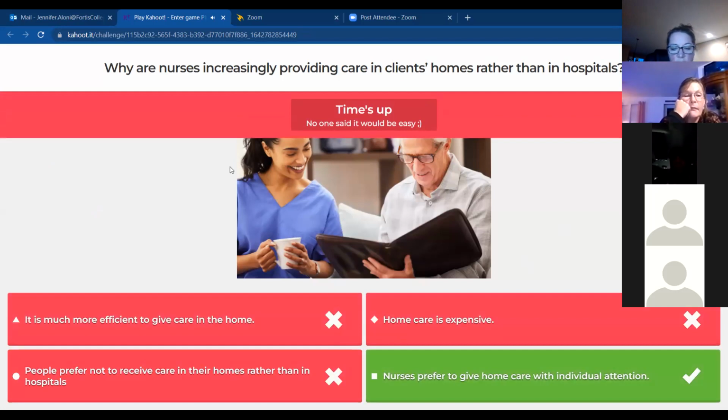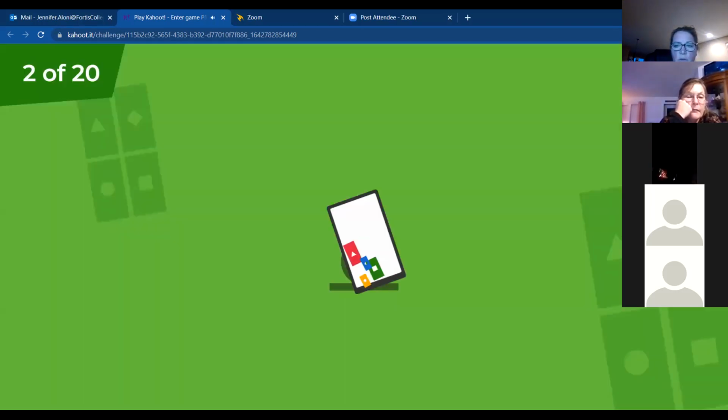All right, so our answer there is, sorry guys, I have all this on my screen. It's taking up the whole thing. So why are we going to be doing homes rather than hospitals? Because we're going to do the individualized. Home care is expensive. It's more efficient to give care in the home. People prefer not to receive care in the home. So we're going to be looking at prefer to give home care with individualized attention.